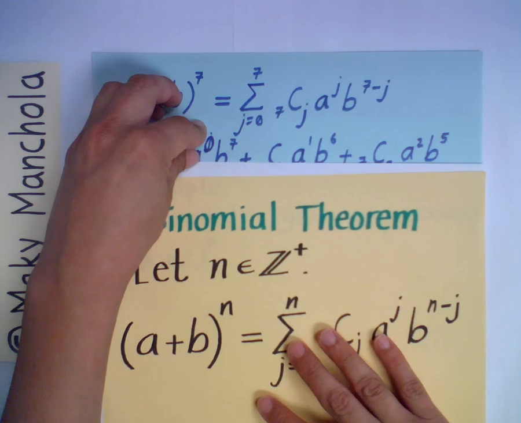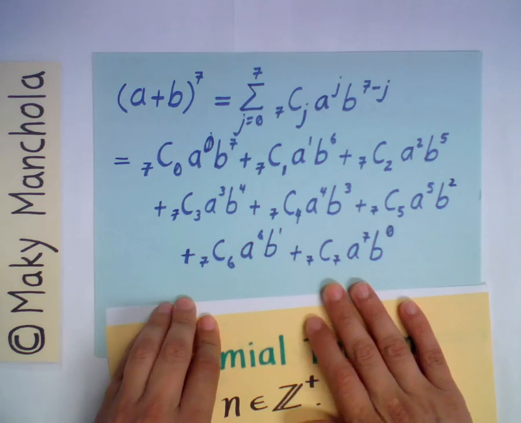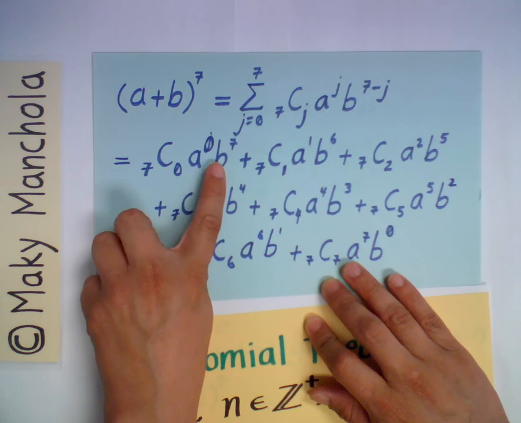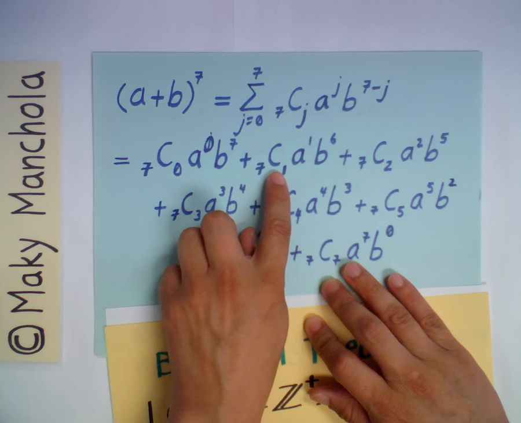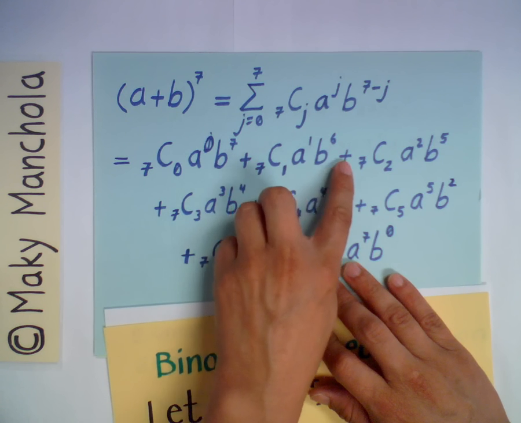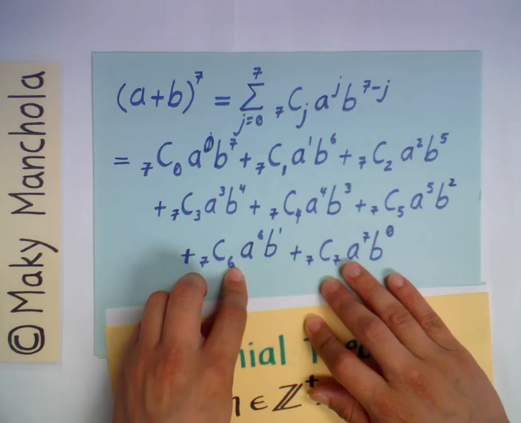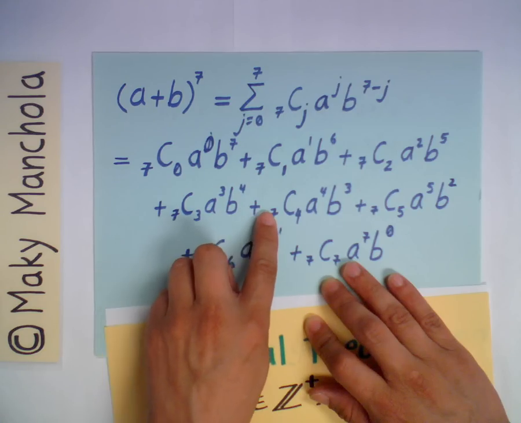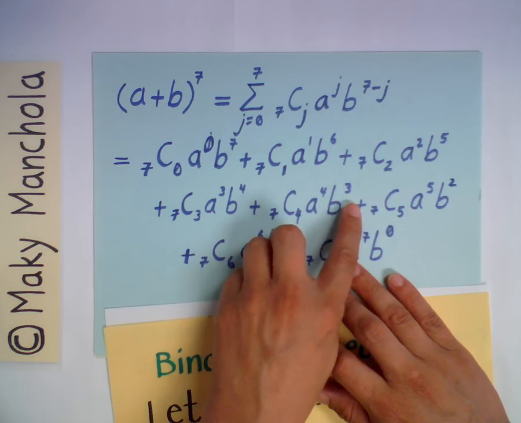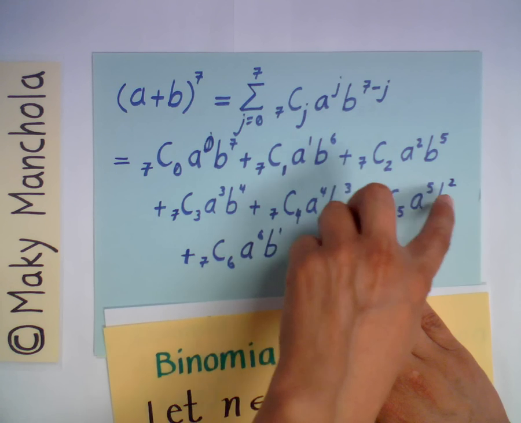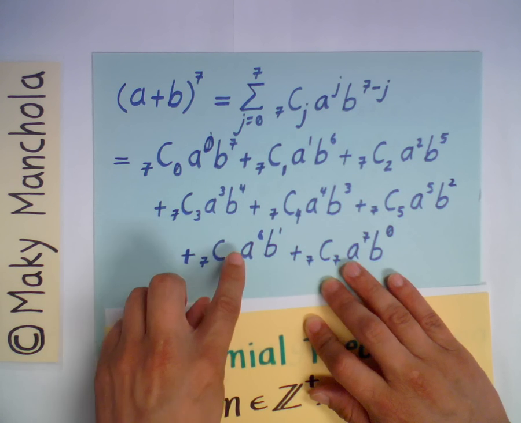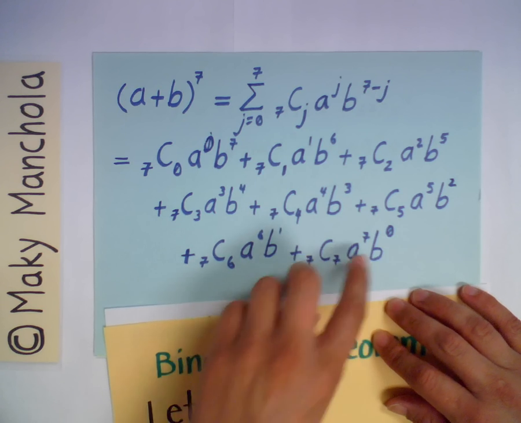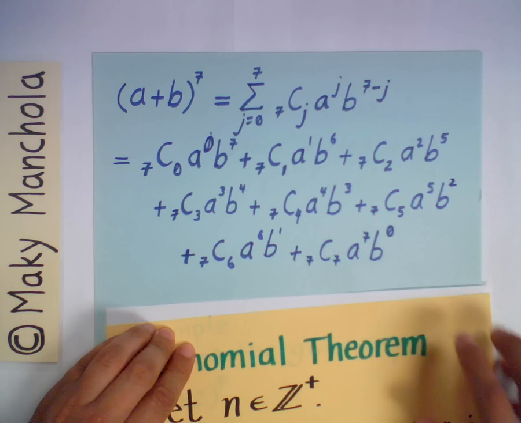If you break that up explicitly, you end up writing the following terms: 7 choose 0, a to the 0, b to the 7, plus 7 choose 1, a to the first, b to the 6, plus 7 choose 2, a squared, b to the 5th, plus 7 choose 3, a to the 3rd, b to the 4th, plus 7 choose 4, a to the 4th, b to the 3rd, plus 7 choose 5, a to the 5th, b squared, plus 7 choose 6, a to the 6th, b to the 1st, plus 7 choose 7, a to the 7, b to the 0. That's a total of 8 terms.